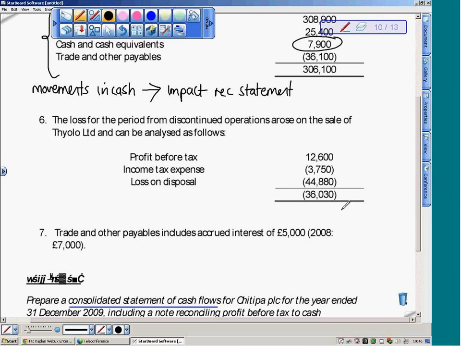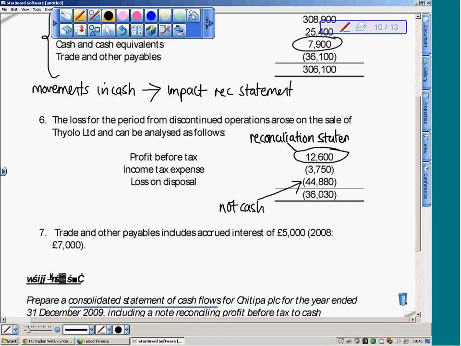Okay, so if we look back to the consolidated income statement, the breakdown of that number is profit before tax and the loss on disposal. Now, loss on disposal isn't a cash figure, so we're not really worried about it. Okay, not a cash number. What's relevant from this is that the profit before tax number should form part of our reconciliation statement when we do the indirect method. Okay?